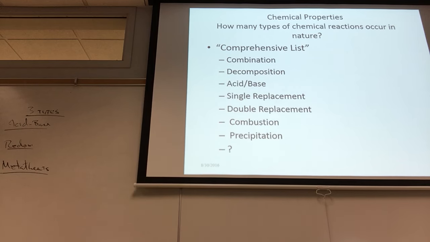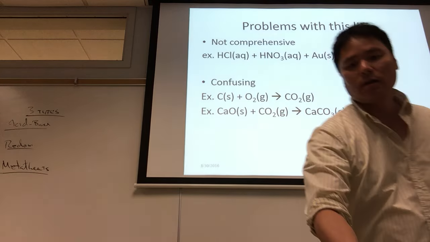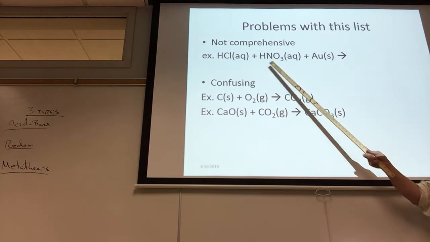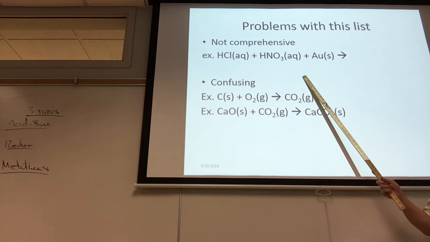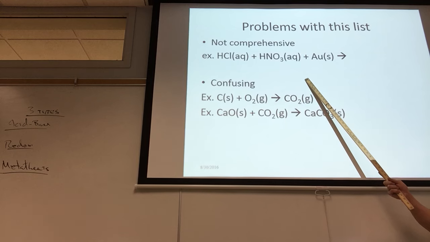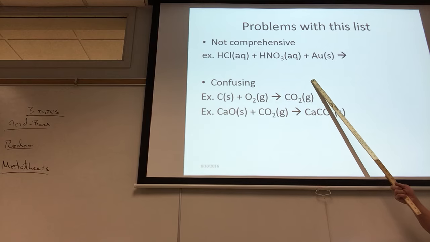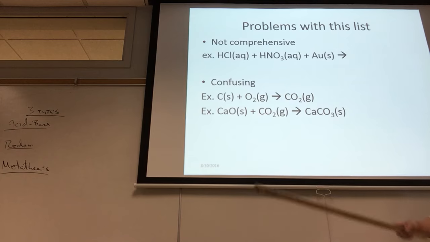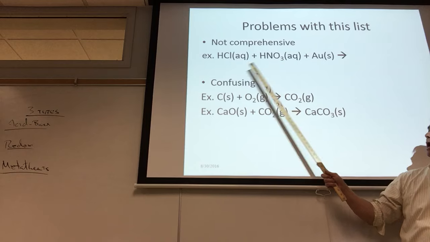Is that a comprehensive list? It's not a comprehensive list either, because let's take a look at this first reaction here. From Chem 4 or Chem 1A, what would you categorize this reaction as? This is HCl with HNO3 with gold. What kind of reaction is that? Is that double replacement? Single replacement? Combination? Decomposition? Neutralization? Combustion? No, it doesn't fit any of those categories. So we have to add another category on top of that. Whereas this one does fit ours, a combination of redox and acid-base.